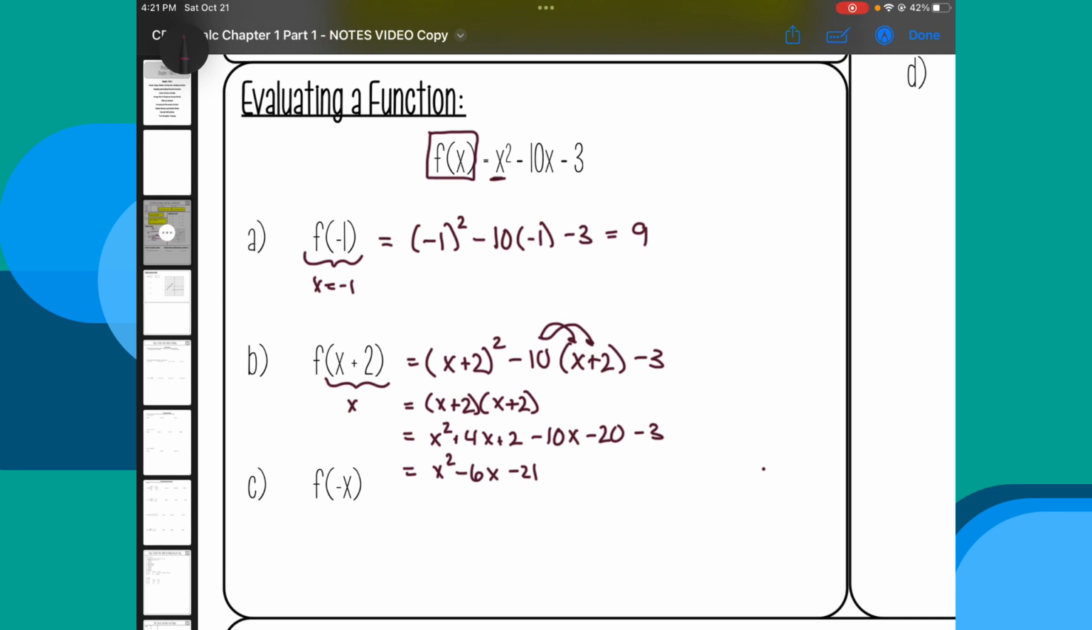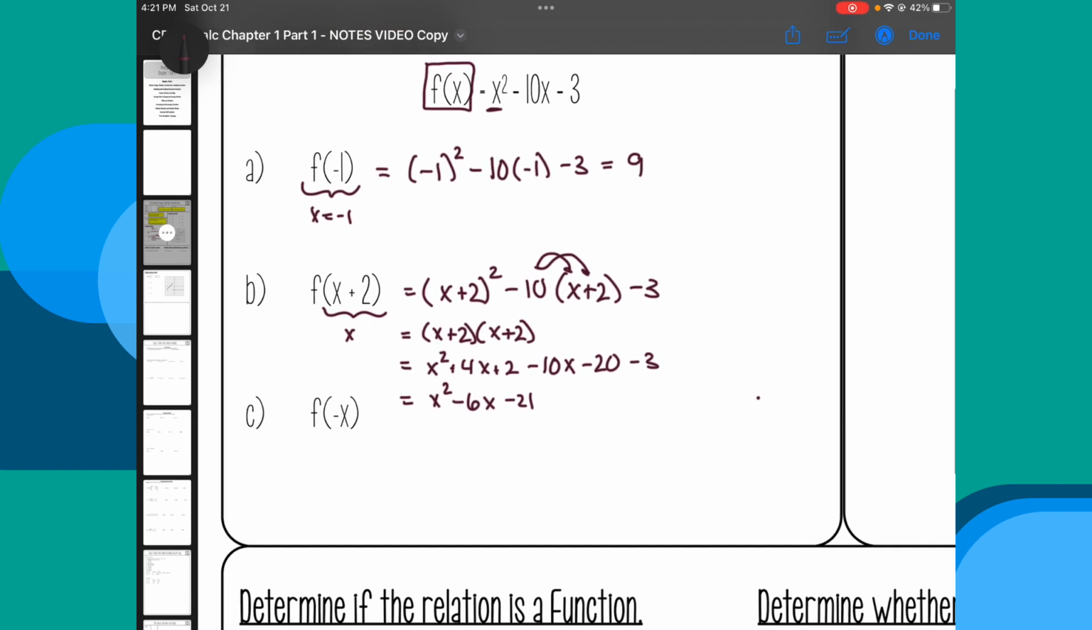We're going to do a lot of that in this unit, so that's something that you want to be comfortable with, not only plugging in numbers, but also plugging in variables and polynomials. All right, and then the last one, we have f of -x, so we're plugging in -x everywhere that we see x in that original function. So we have (-x) squared minus 10 times -x, and then minus 3. (-x) squared is -x times -x, and that would give us a positive x squared. Then we have -10 times -x, so plus 10x, and then minus 3.